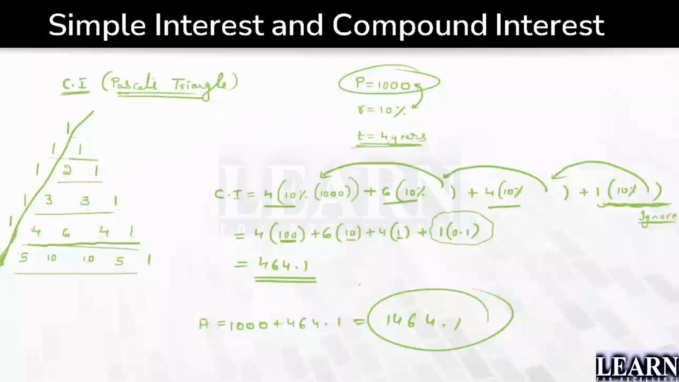This step I have written only for your understanding. You can directly start from this step. Directly, you can start from this step. I've solved using three different methods. One is using formula, one is using simple interest for each and every year. The third one is using Pascal's triangle. Compound interest problem we are going to solve through Pascal's triangle, right?